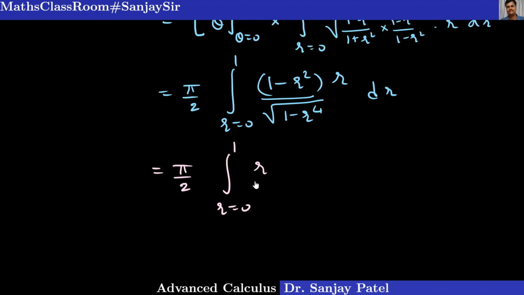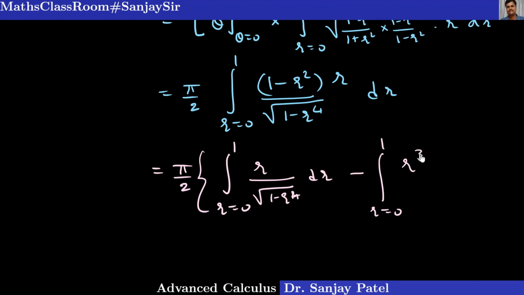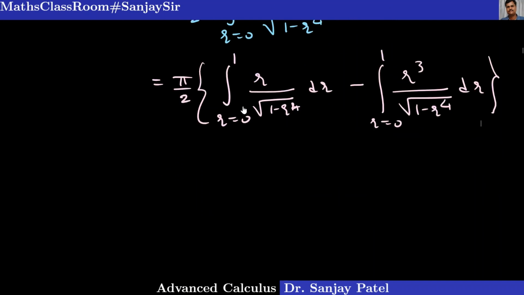And I'm separating the denominator, so I can write this as 1 minus r raised to 4 dr. I'm writing directly integral r is equal to 0 to 1 r cube upon square root of 1 minus r raised to 4 dr. So what I have done is I have multiplied this r with this, expanding this and then separating the denominator. So a upon c minus b upon c. It remains to find the value of these two integrals.